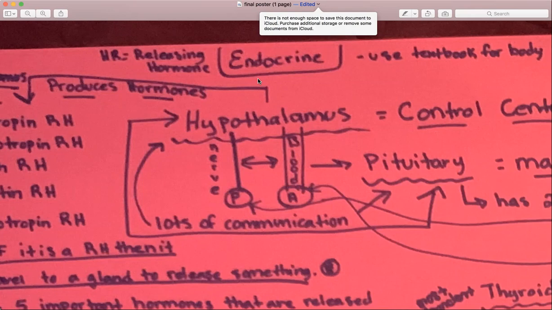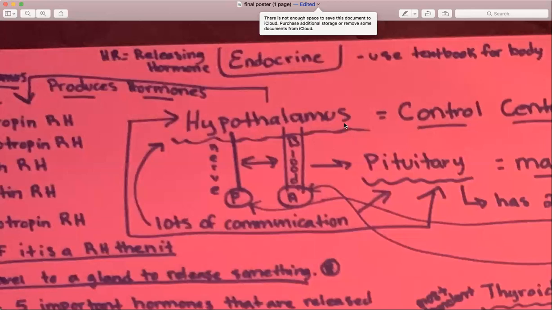Okay, so starting at the top here, we're going to be looking at the hypothalamus. And I said this yesterday when I was just talking, a lot of the time you'll hear this interesting back and forth.